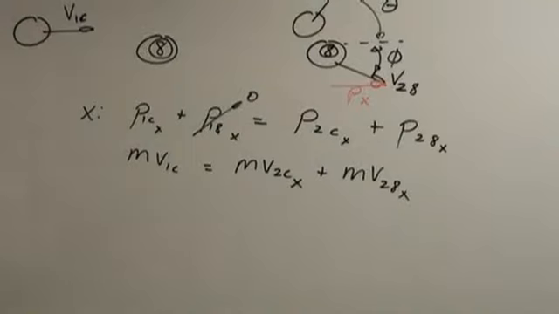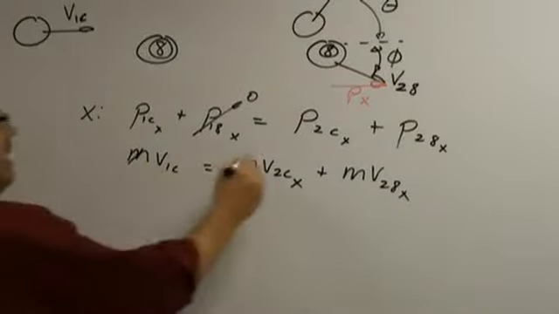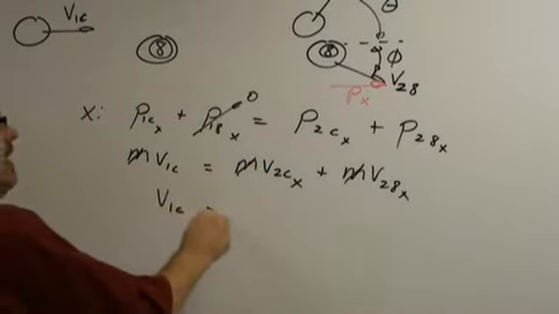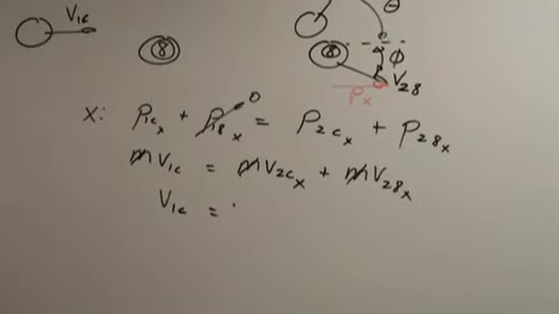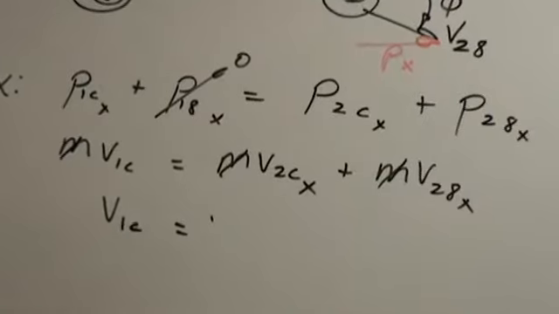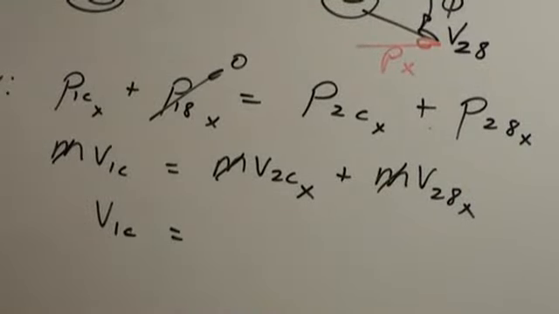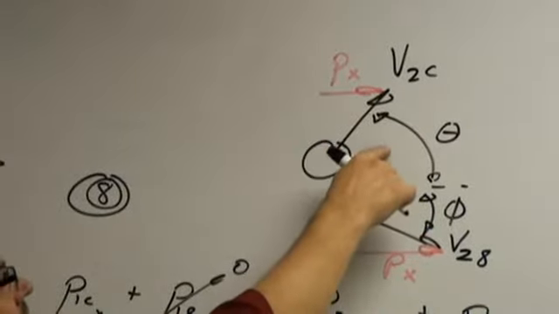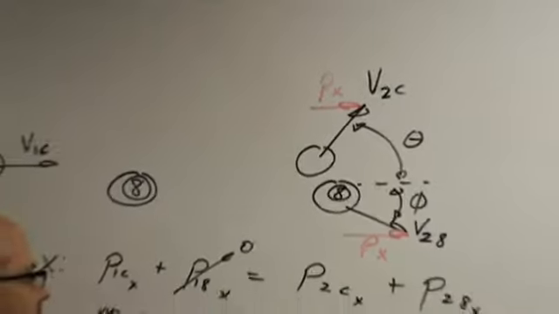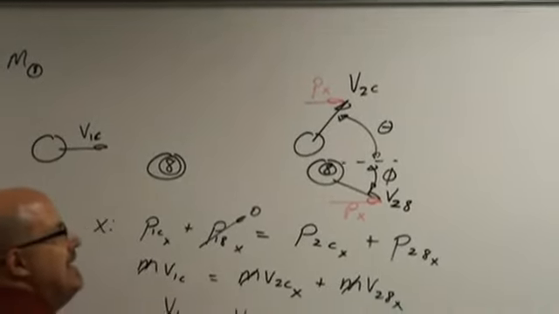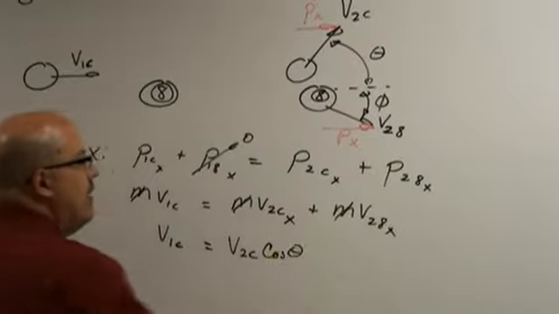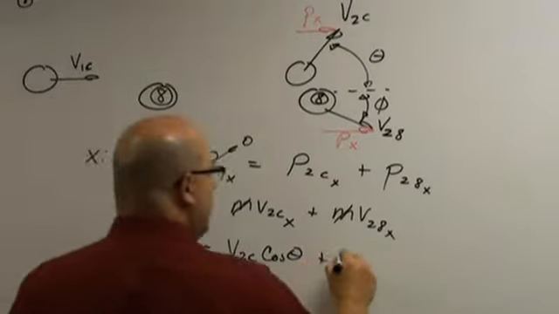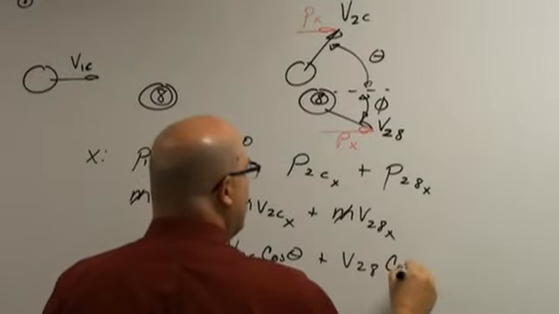But what about all the m's? Hey, they're all the same. All right? So velocity 1c equals velocity 2c in the x direction. But can we simplify that a little bit? The velocity in the x direction here, that's just going to be velocity of 2c times cosine of theta, right? Is everybody okay with that? Plus the velocity 2,8 cosine of phi.